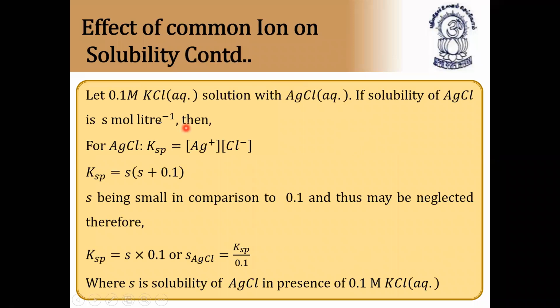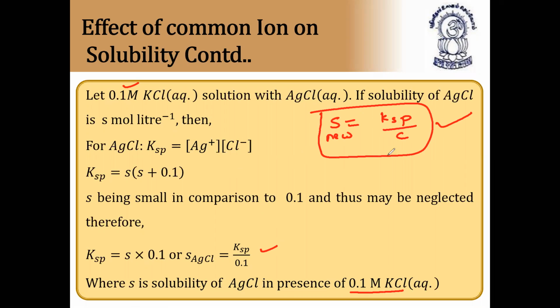Continuation. So let us take 0.1 molarity potassium chloride aqueous solution with silver chloride solution. If the solubility of silver chloride is S moles per liter, then for solid silver chloride Ksp is equal to S into (S plus 0.1), because of the presence of the common ion. S being very small in comparison to 0.1, may be neglected. Therefore, Ksp is equal to S into 0.1, or S is equal to Ksp by 0.1. As I told you, to find the new solubility, it is Ksp by C. What is C? The concentration, that is 0.1. So C is the solubility of silver chloride in the presence of 0.1 molarity potassium chloride. So this formula is very, very important.